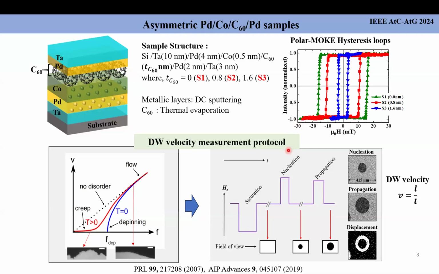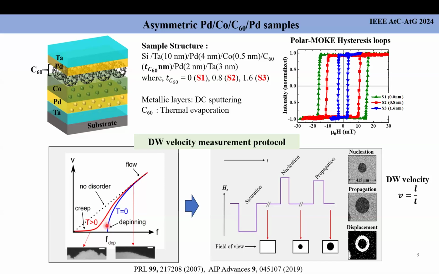Further, we have measured the domain wall velocity in these samples. Before going to the results, I will briefly discuss the different regions of domain wall motion and then the domain wall measurement protocol. In a ferromagnetic thin film, the magnetic domain wall acts as an elastic interface that moves through a two-dimensional disordered medium. The domain wall motion can be divided into three regions: creep, depinning, and flow. In the creep region, the application of a very low magnetic field or force gives rise to domain wall motion that is governed by the pinning potential and thermal energy present in the system.